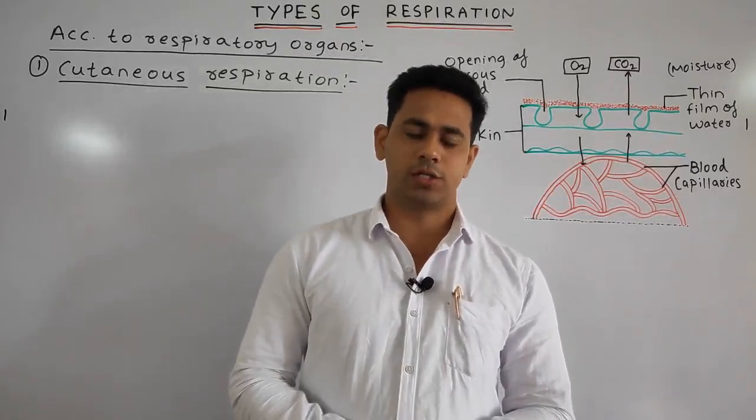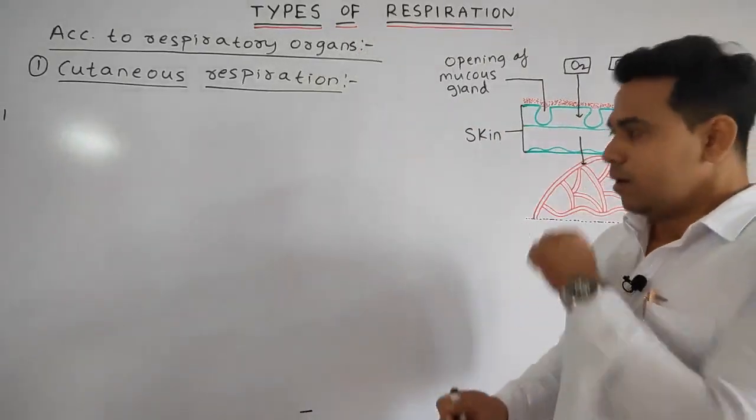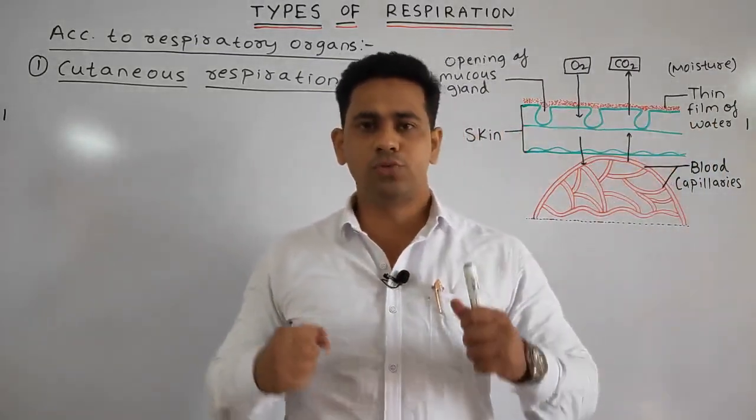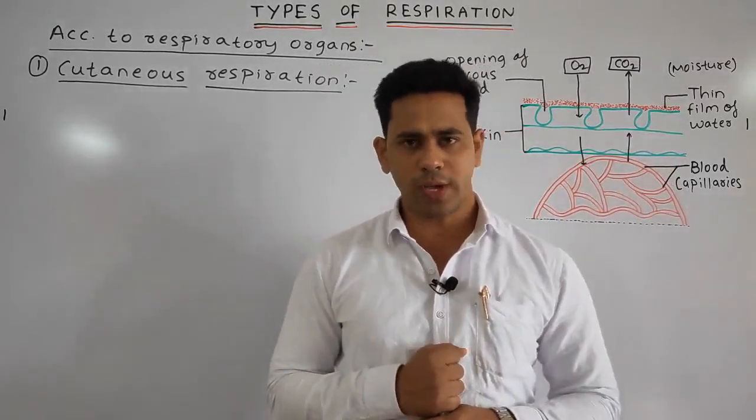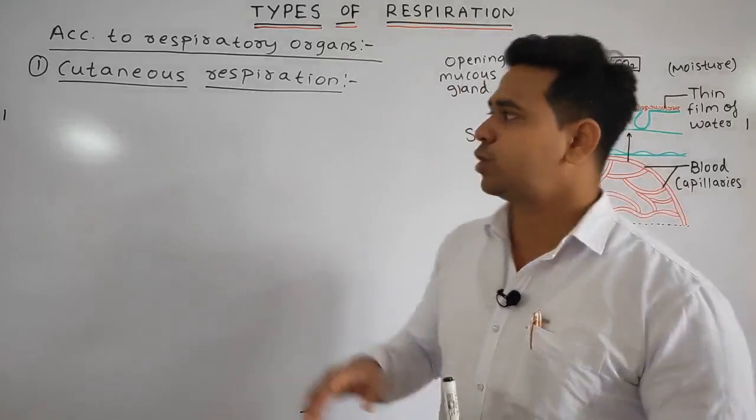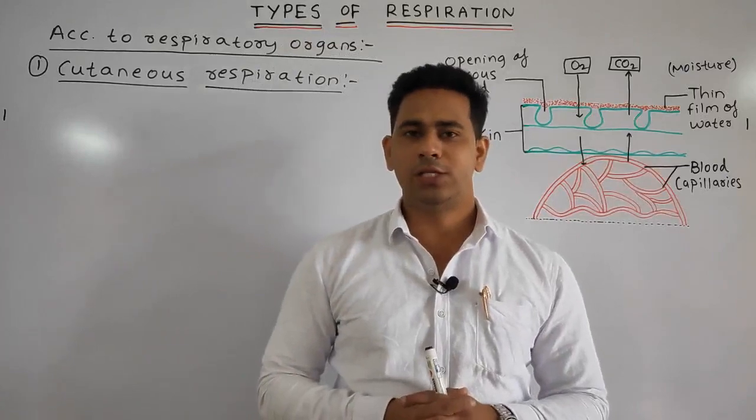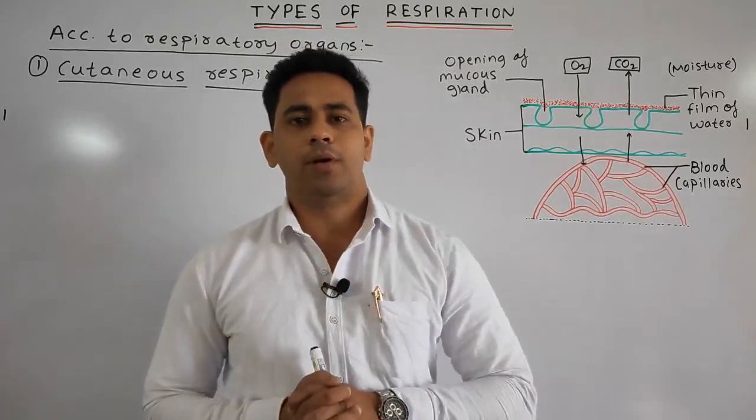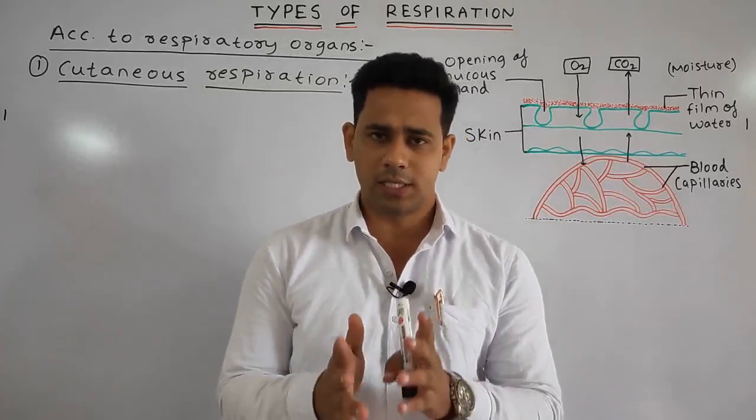So this much we have discussed in our previous class. Today students, we will discuss the types of respiration according to the respiratory organ. Respiratory organs are the organs which help in carrying out the process of respiration. According to the respiratory organs, there are basically 4 types of respiration. First is cutaneous respiration, then branchial respiration, then tracheal respiration, and lastly pulmonary respiration. In cutaneous respiration, the respiratory organ is generally the skin.